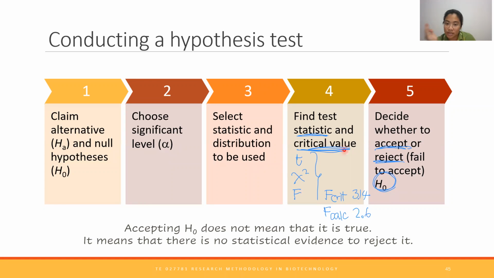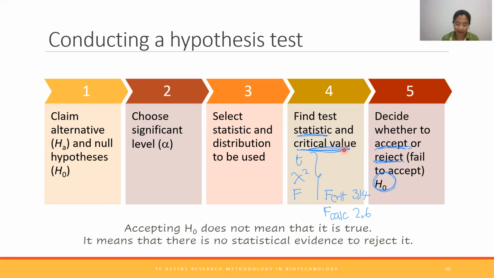So if you are using the F statistic, so it's the F distribution curve that you are using, and you know that your critical value is 3.14, but you calculate the F value from your experiment, from the data that you have, and you get 2.6. You know immediately that you have to accept H naught, okay?